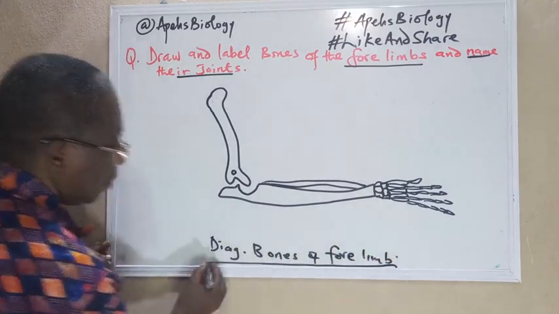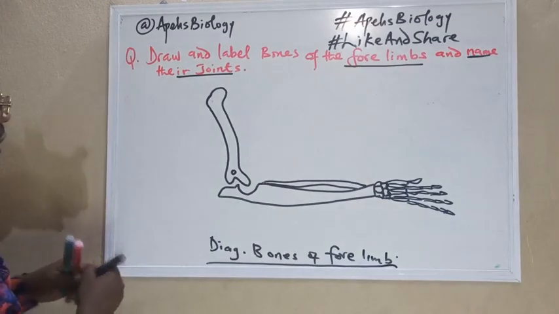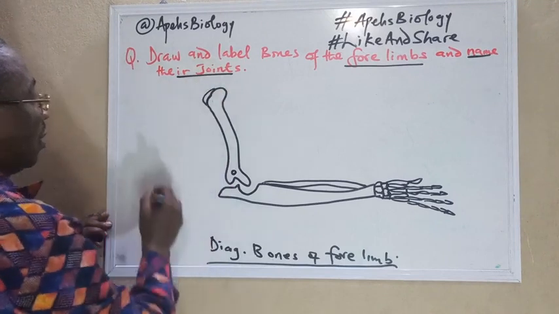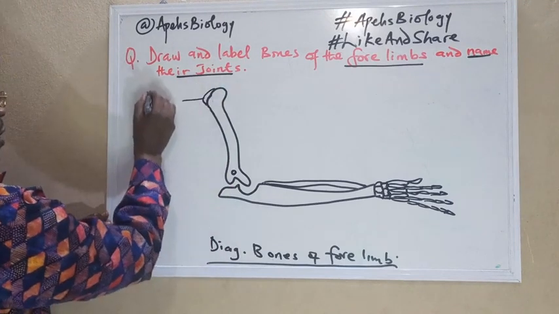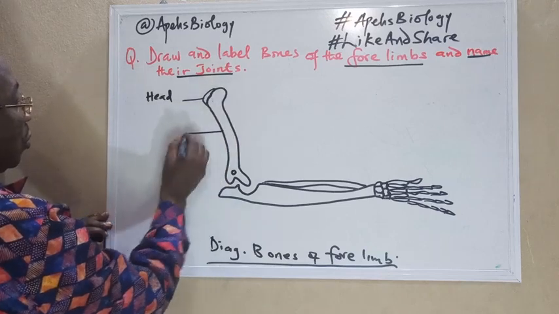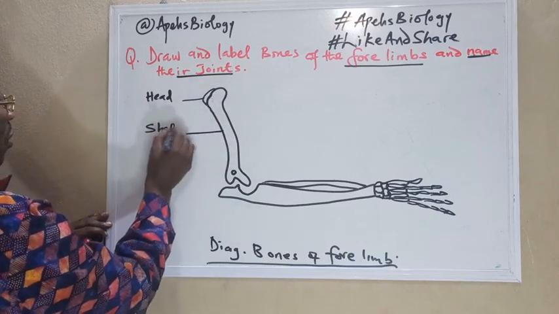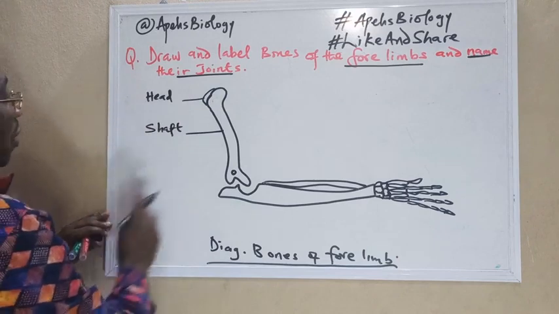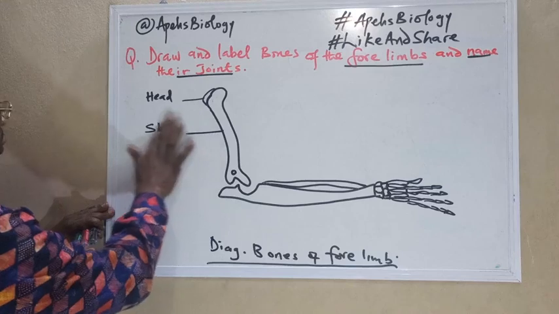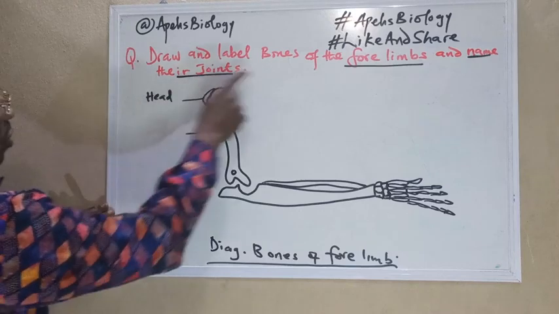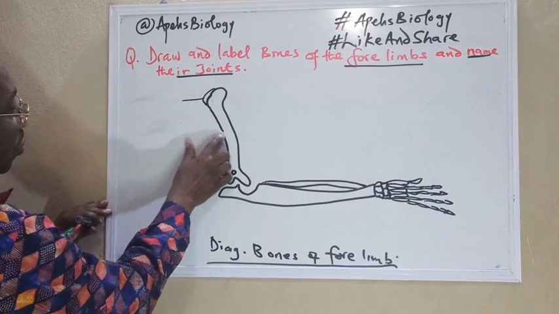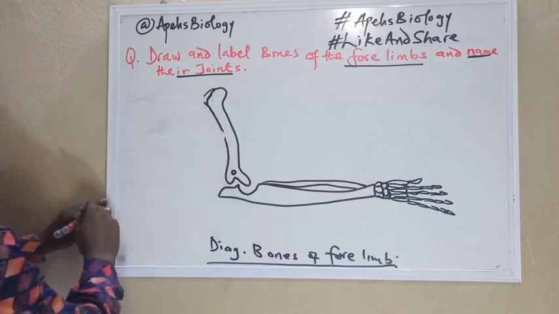In labeling, do not forget that this area here, this is the head, this is the shaft. Or let's just, since they say we should identify the bones, just because the question says identify the bones, not the label of the parts of the bones. Let's identify the bones. Sorry for that mistake.